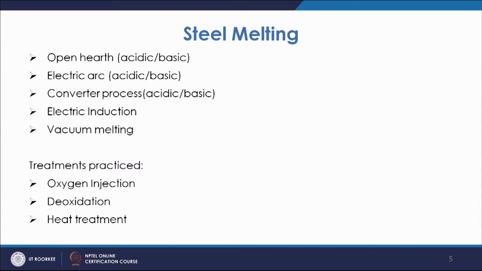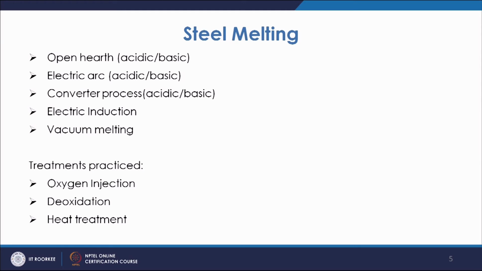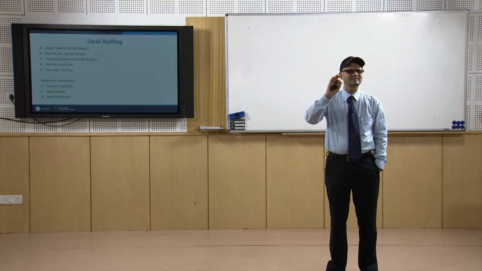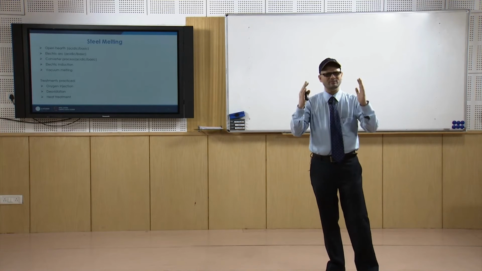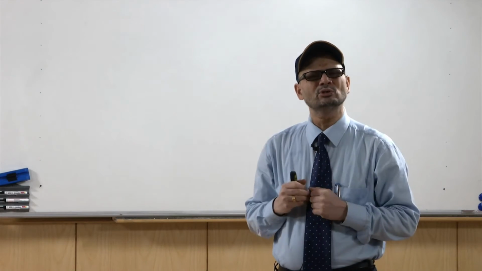We have discussed all these melting processes, where we use the electric arc in the case of electric arc furnaces, the induction effect for the electric induction furnace, and vacuum for vacuum melting, and the open hearth also we have discussed. Whether it is acid or base will be controlled by the type of lining which we use on the refractory. That will again be controlled by the type of slags which are produced during melting.